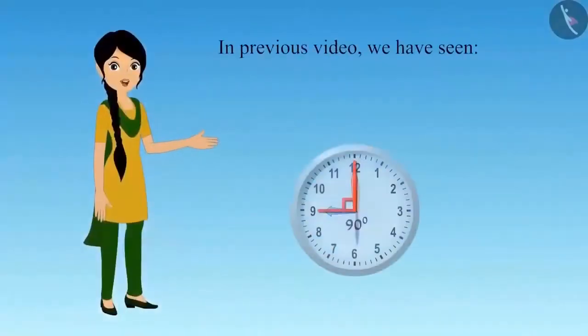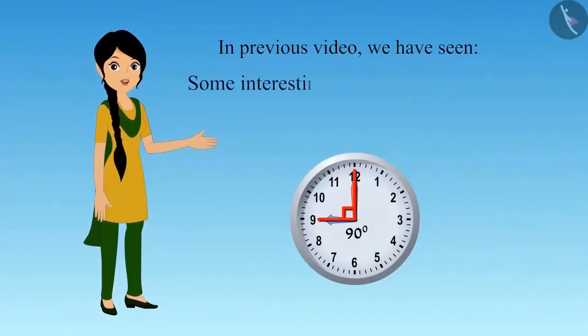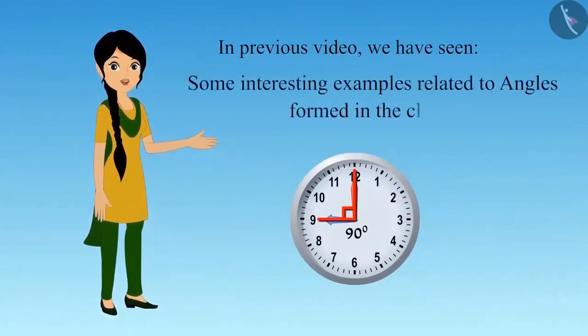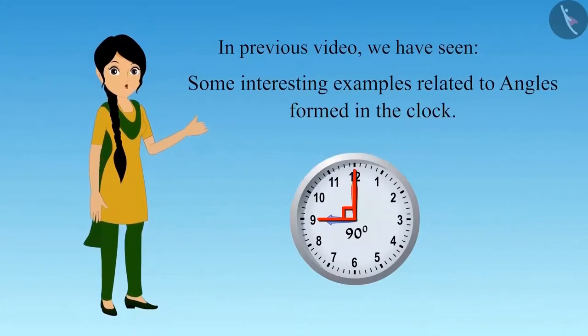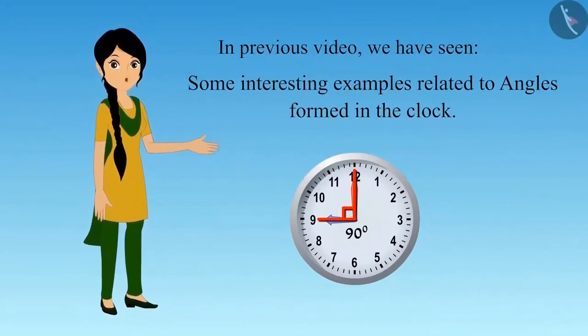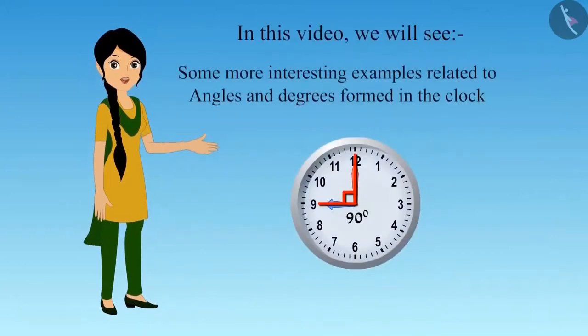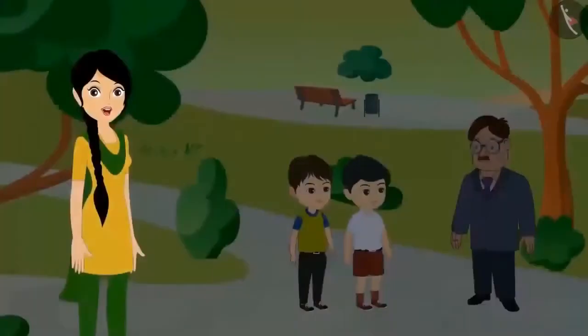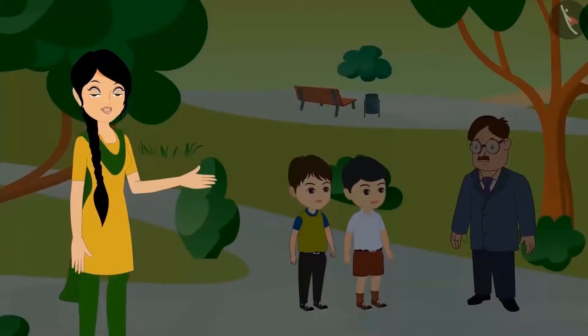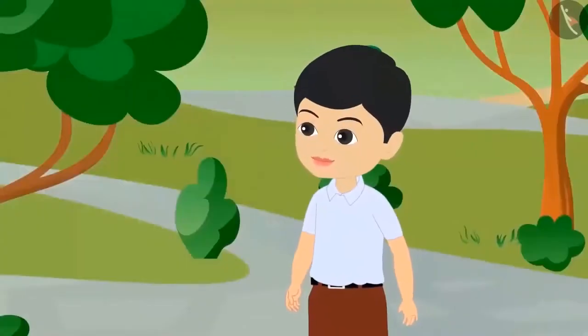Hello friends. In the previous video, we have seen how the angles of 90 and 0 degrees are formed in the clock with the help of some interesting examples. In this video, we will see some more interesting examples related to the angles and degrees formed in the clock. Today, Golu and Bolu's uncle is taking them to the garden near their house after school. But why did Golu stop at the entrance of the garden?